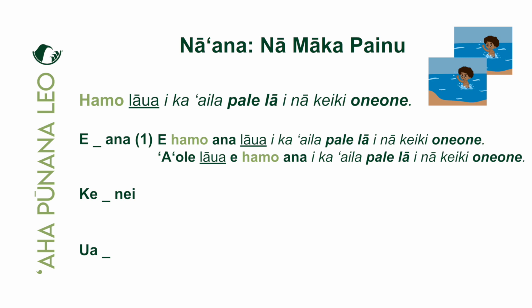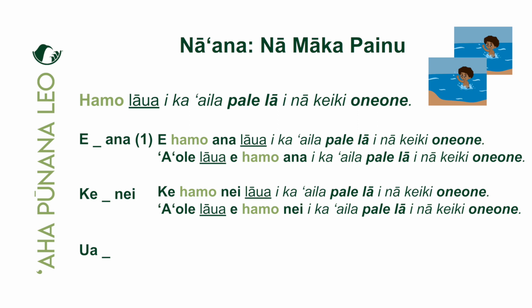Maikai, ke nei, happening right now. Ke hamo nei laua ika aila palela ina keiki one one. If you're at the beach and you see the makua rubbing on the aila palela on their keiki, their multiple keiki, then you can say, ke hamo nei laua. You know, the parents, referring to the two of them as the two parents, laua, ika aila palela ina keiki one one. And if it wasn't happening right now because something came up, aole laua e hamo nei ika aila palela ina keiki one one. They are not presently rubbing the sunscreen on the sandy children.